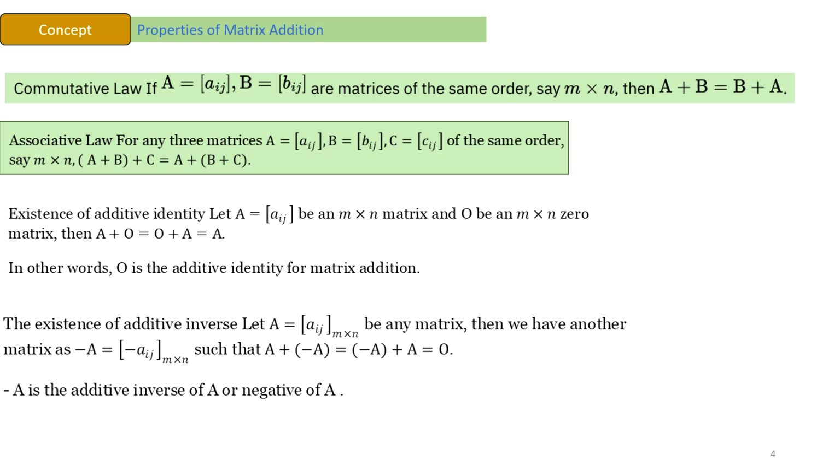Existence of additive inverse. Let capital A equal small aij be any matrix. Then we have another matrix, minus capital A, where the general element of minus A will be minus small aij, such that A plus minus A is equal to 0. Then minus A is the additive inverse of A.